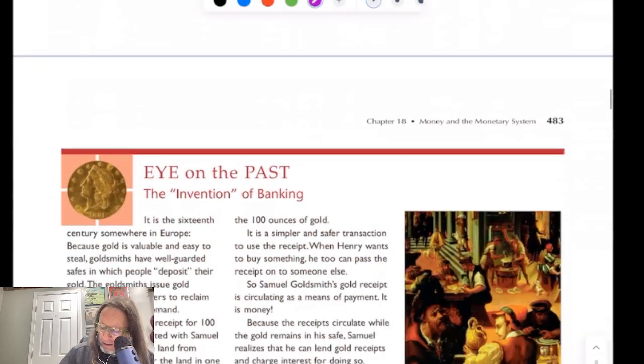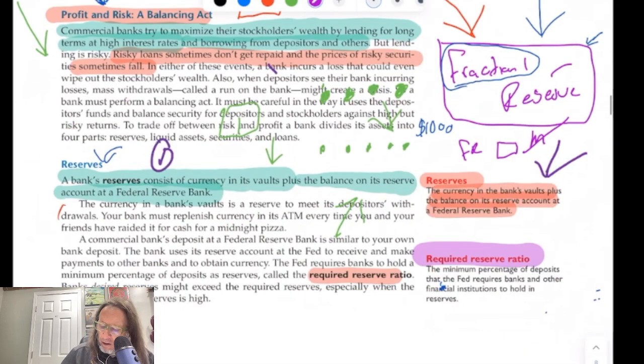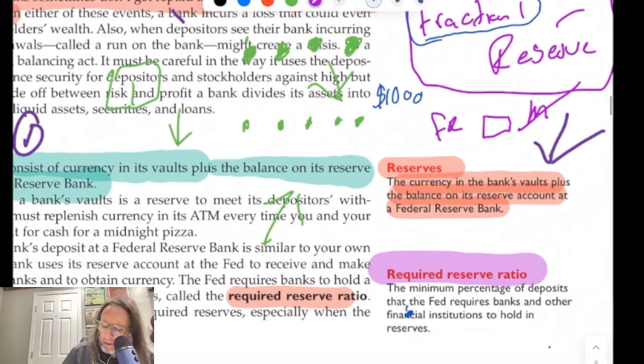So first, let's go down here just so we can cover it. The reserves are currency in the bank's vaults plus the balance on its reserve account at the Federal Reserve Bank. We're not going to introduce that and confuse things right now. Just understand it's the reserves at the bank. The required reserve ratio is the minimum percentage of deposits that the Fed requires banks and other institutions to hold in reserve. So that's the key.